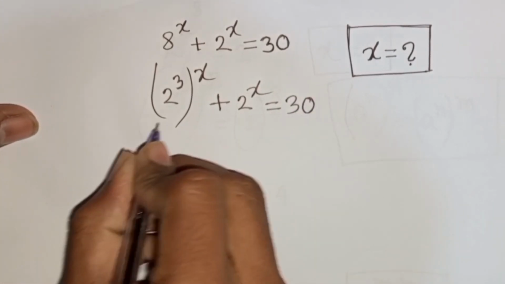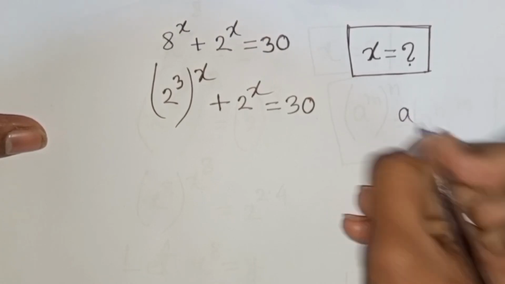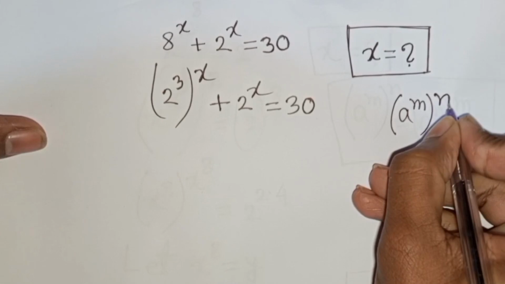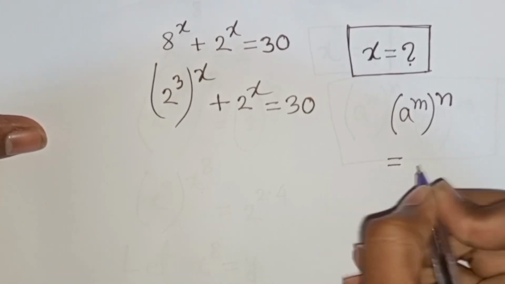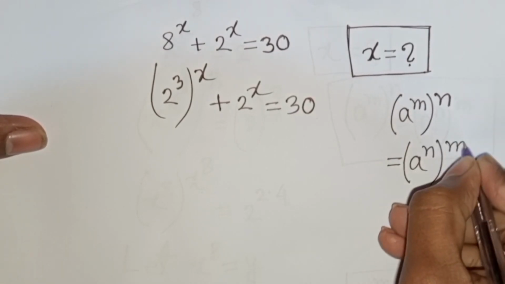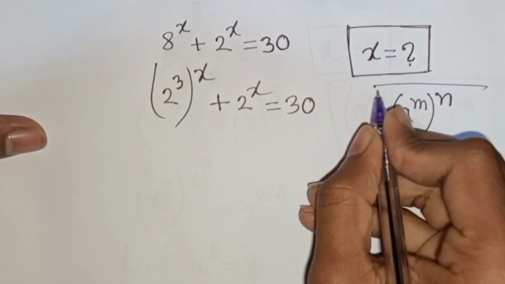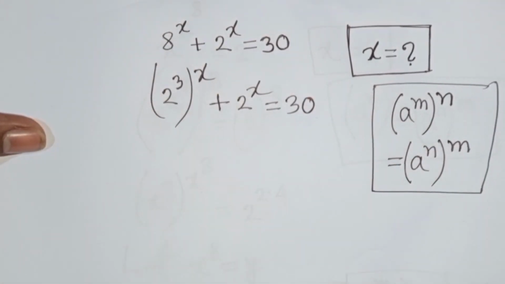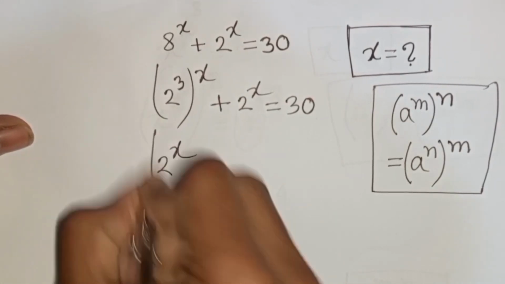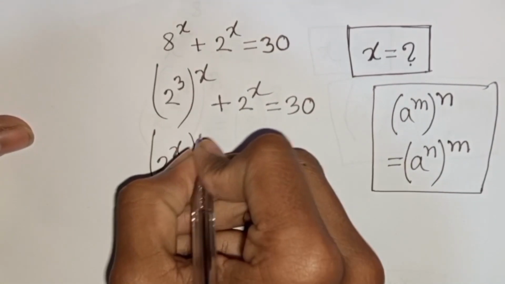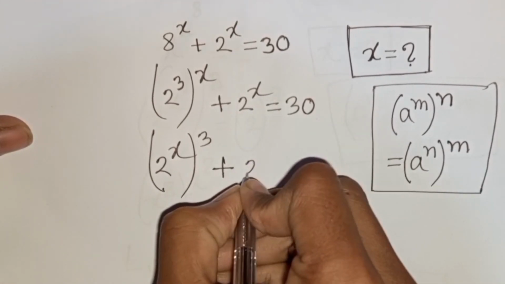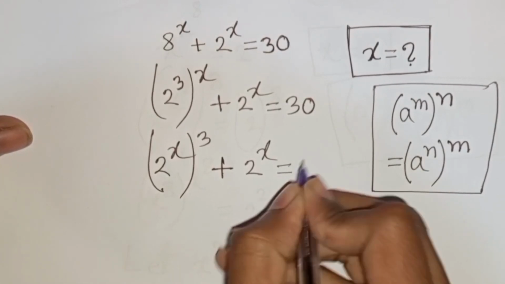Now here you can apply the exponential rule that (a power m) power n is equal to (a power n) power m. So according to this rule, we can write here (2 power x) power 3 plus 2 power x is equal to 30.